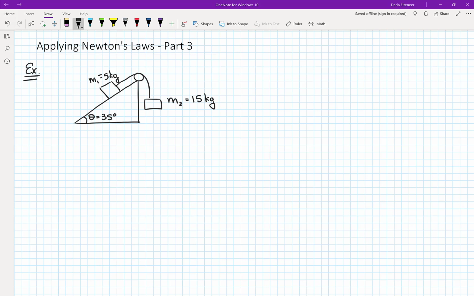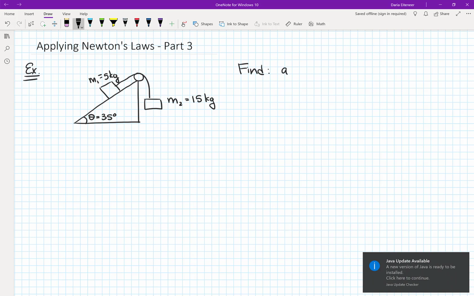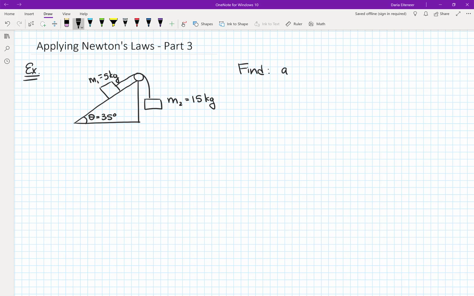So the system is released from rest, and just like in the couple of previous problems that we've done, we need to find acceleration of the system and force of tension. Notice how I'm not even going to write acceleration or force of tension as vectors, because just by nature of the problem, we kind of know what the directions are. At least we know for force of tension.